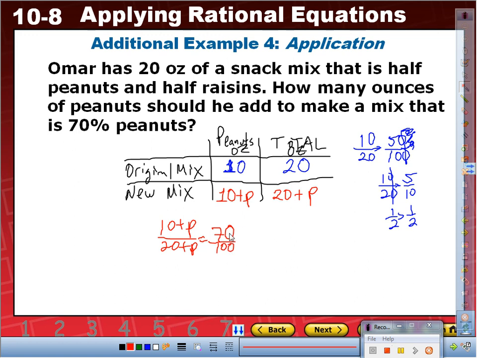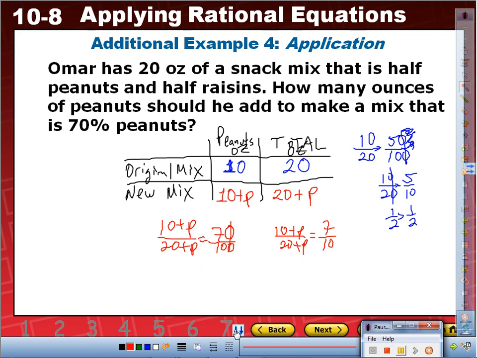Can I simplify this a little more? Yes. So I'm going to go like this, and I'm left with 10 plus P over 20 plus P equals 7 over 10. Copy that, and you know what to do from there. Is that correct? Cross multiply because we have a proportion and solve. So copy that, and then we'll finish it off together.